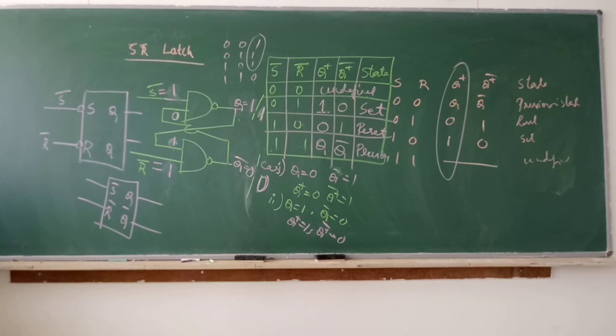Explanation you can write. When S bar is 0, R bar is 0, undefined. When S bar is 0, R bar is 1, since one of the input to the NAND gate is 0, output will be 1. So Q plus is 1, so Q plus bar will be 0. 1, 0, Q plus is 0, Q plus bar is 1. 1, 1, it takes the previous state. You can write the last two cases, whatever I have written. Okay, it gives you full marks.